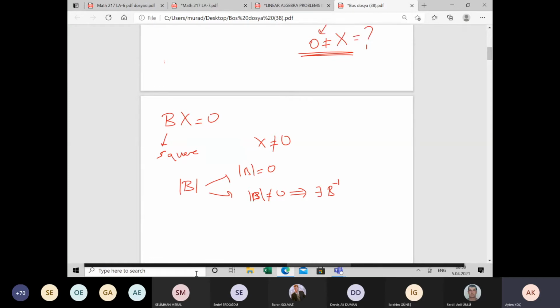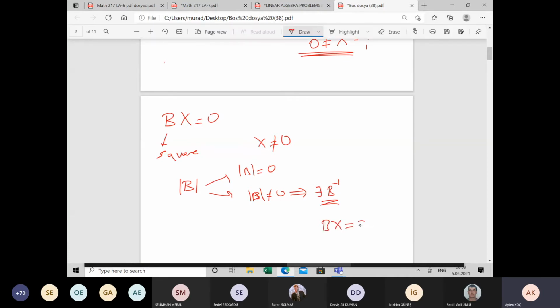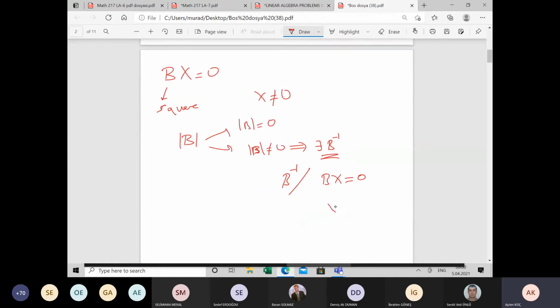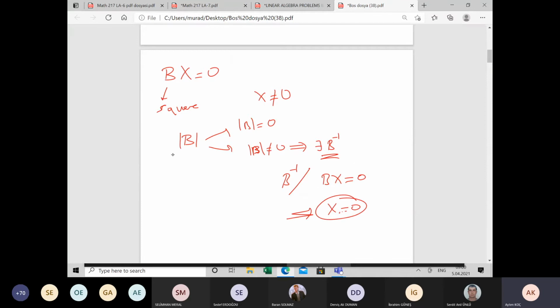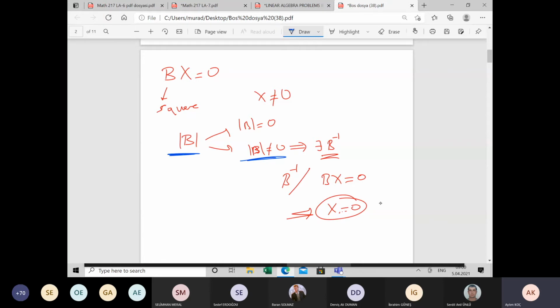So our matrix being invertible means we can use B inverse. Take our system and multiply by B inverse. So we obtain x is 0. What does it mean, this one? It means if the determinant of the coefficient matrix is non-zero, the matrix is invertible, so we obtain only the trivial solution. And this one is the unique solution.